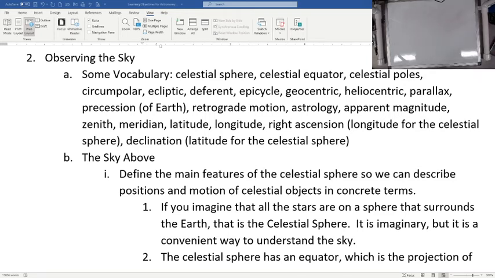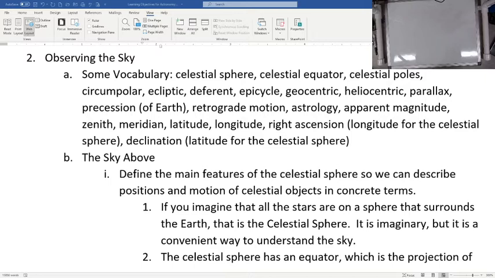So this is chapter 2, and it's about observing the sky and some history. We're going to start out with a vocabulary list here, and you just need to know these words or phrases. We'll work on them and explain them as we go through the chapter. So I'll just read them off.